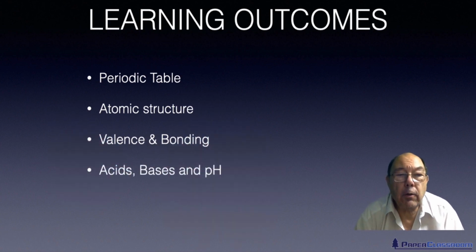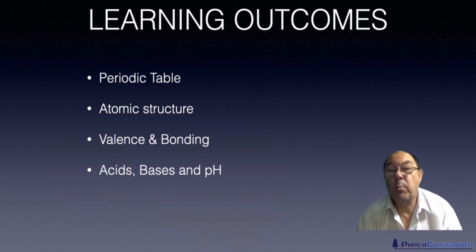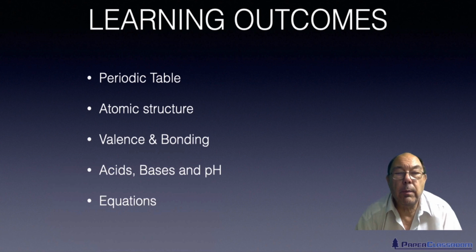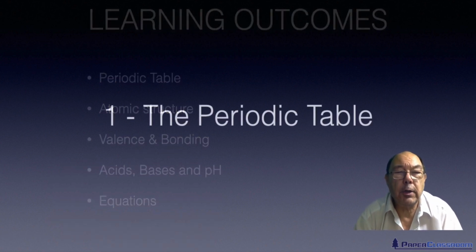The fourth learning outcome, acids and bases and pH. And finally, the fifth outcome is equations, the dreaded equations. Everybody hates equations, but I'm going to show you some simple ways of being able to sort out equations.